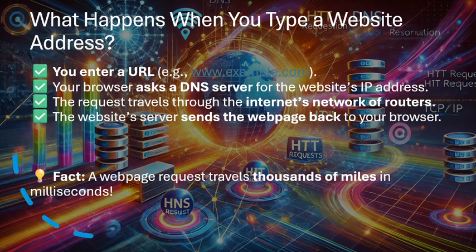What happens when we type a website address? For example, when we type a URL like www.google.com, here's what happens behind the scenes. Our browser contacts a DNS server to find the website's IP address. These requests travel through the internet's network of routers. The website server receives our request and sends back the web page to us. When our browser gets this data, it displays the page in seconds. A single web page request can travel thousands of miles in just milliseconds.